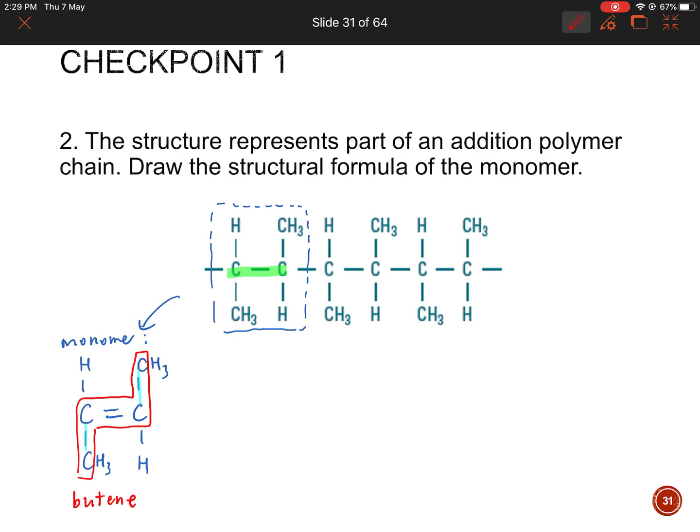You can also draw and represent the monomer this way. CH3, CH2, double bond, CH, CH3. This is also butene. Okay, it's correct as well. So we are done with checkpoint 1. The next live lesson we will continue with condensation polymerization.